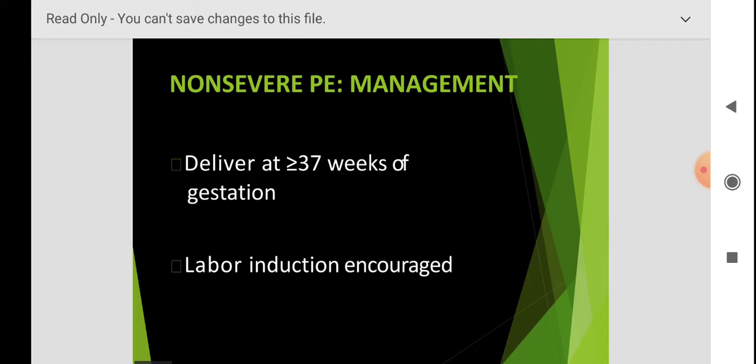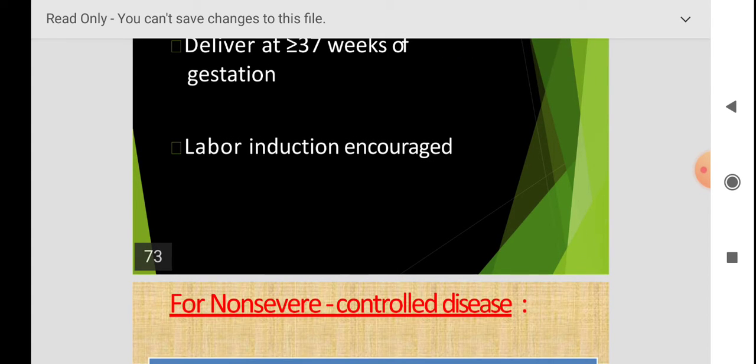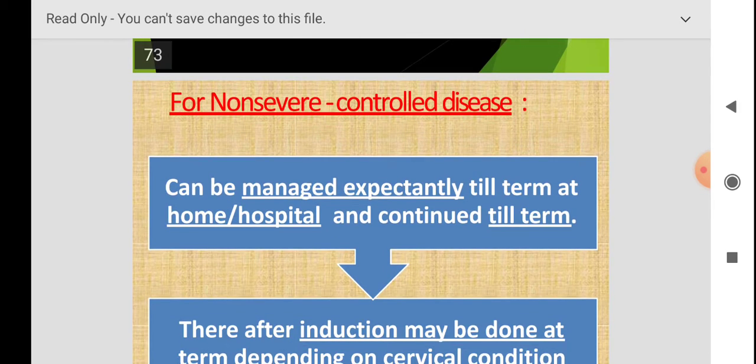Now coming to the non-severe preeclampsia management. In non-severe variety, we can deliver the woman at or more than 37 weeks of gestation. That is, once she completes her 37 weeks and she is term gestation. Labor induction is encouraged. So, no need of taking her directly for cesarean section. We can give her a trial by induction.